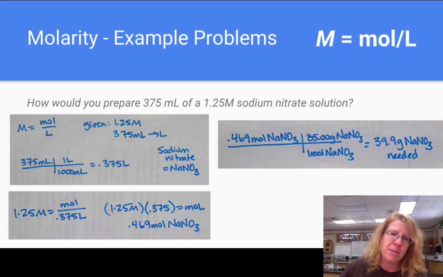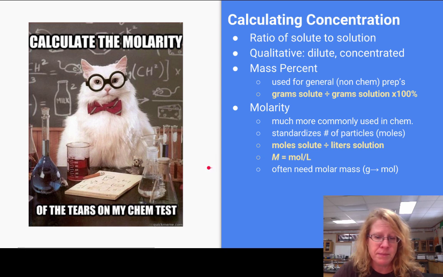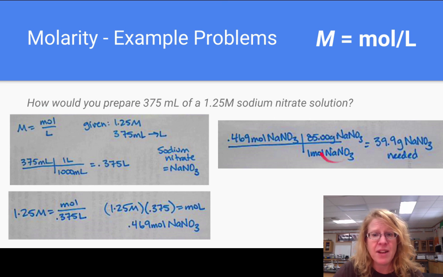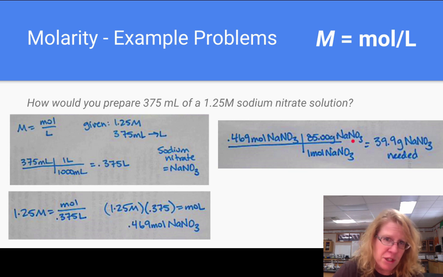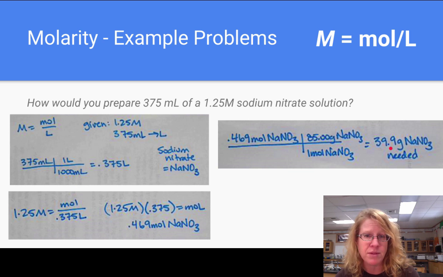So that last step is where we start to use molar mass, and that's why I need the formula. So here it is. The molar mass of sodium nitrate is 85 grams per mole. Oops, sorry about that. Let me go back. It's 85 grams per mole, like that, and I get that from sodium's 23, nitrogen's 14, oxygen is 16 times 3. That's where that number came from. That's periodic table numbers right there. And then when I multiply it out, I get that number. So that means I need 39.9 grams of sodium nitrate.